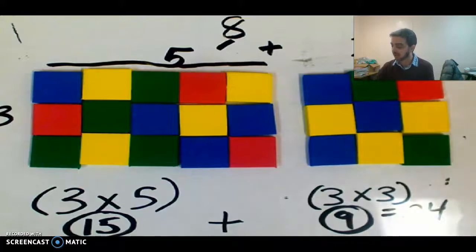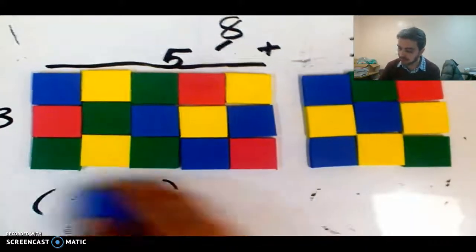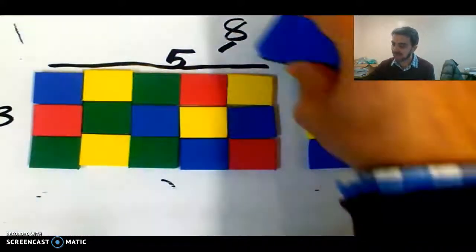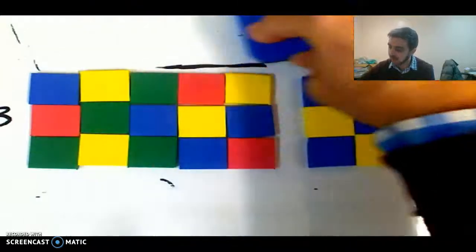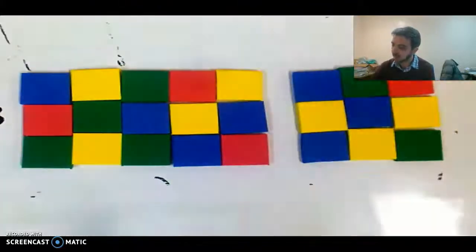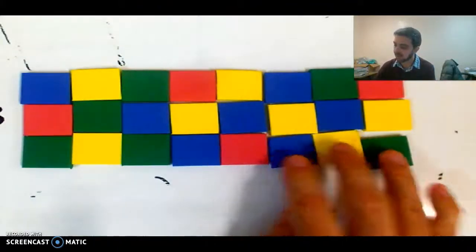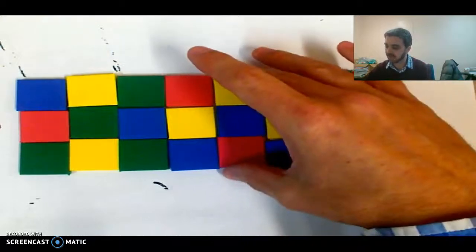Let's take another look. What if I broke it up in a different way? What if I didn't know what 3 times 5 was? I can break it up however I want. I could also break it in half like this.